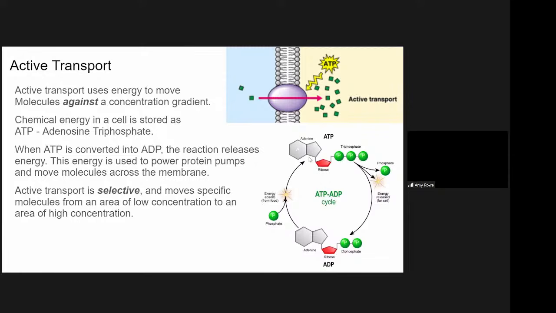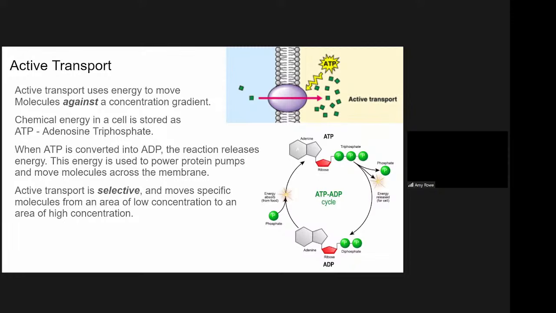back into ATP. So when ATP is converted into ADP, the reaction releases energy, and this energy is used to power protein pumps and all kinds of other cell processes as well. It moves molecules across the membrane.